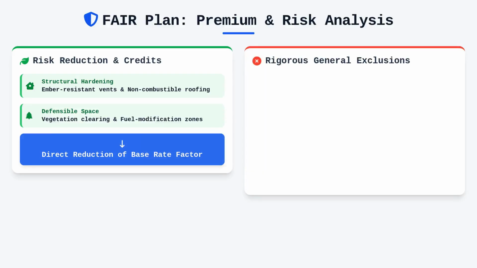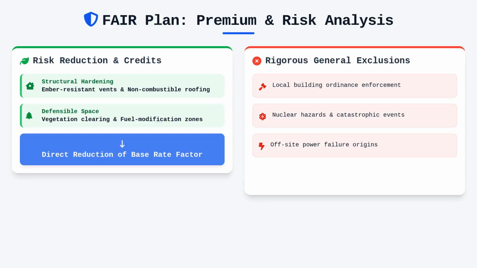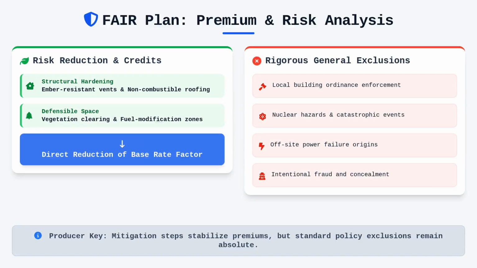However, even with these adjustments, the contract remains bound by rigorous general exclusions common across all standard fire policies, meaning that no coverage will ever be extended for losses resulting from enforcement of local building ordinances, nuclear hazards, power failures originating off-site, or intentional acts of fraud and concealment by the insured.